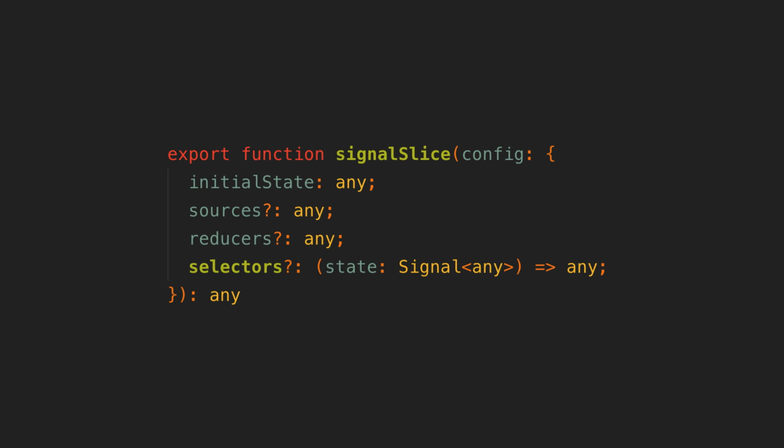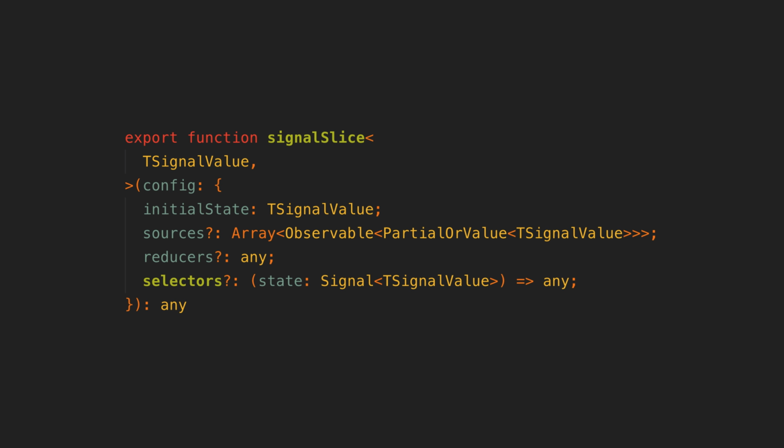Let's improve things here by using a generic to capture and utilize the type of the initial state that is supplied. Now we can start getting a bit more specific. By adding this TSignalValue, we can capture the type of whatever is supplied as the initial state. This type then becomes available for us to use elsewhere. You can see we are using it to better define our sources. These sources can be an array of observables that emit values that match the initial state.